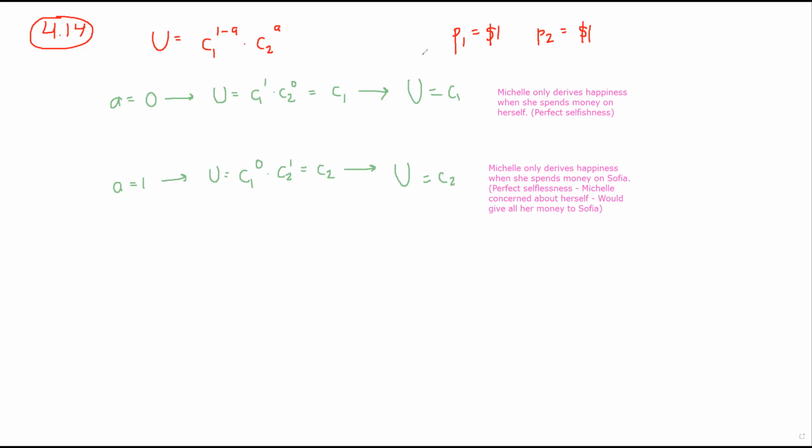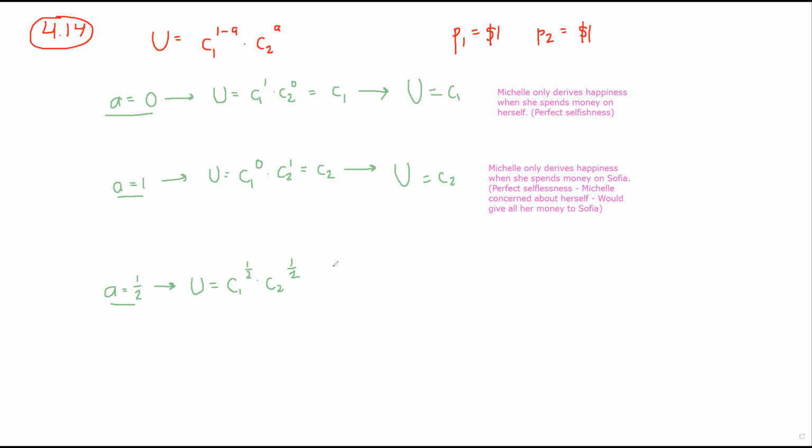As you can probably guess, what would be a happy medium? What value of A would represent a happy medium wherein she sees herself as equal to Sophia? I spoiled it. I wrote 1/2. I'm an idiot. I was talking and I started writing 1/2. So as you can probably guess, if A equals 0 represents perfect selfishness and A equals 1 represents perfect selflessness, then A equals 1/2 represents the perfect altruist, where you have C1 to the 1/2 times C2 to the 1/2. And that represents where Michelle sees Sophia as her equal.